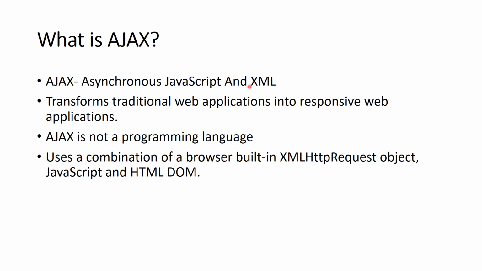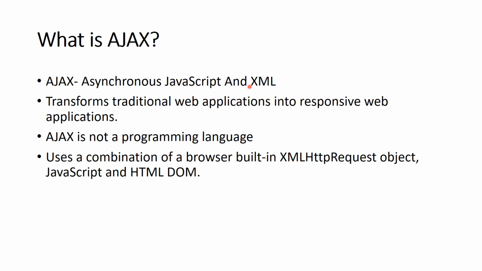Now, do note that AJAX is not a programming language. When we say a particular thing is a programming language, for example, we say C# is a programming language, C# has a different set of syntax of its own. It has a different set of language of its own, whereas AJAX does not have that.